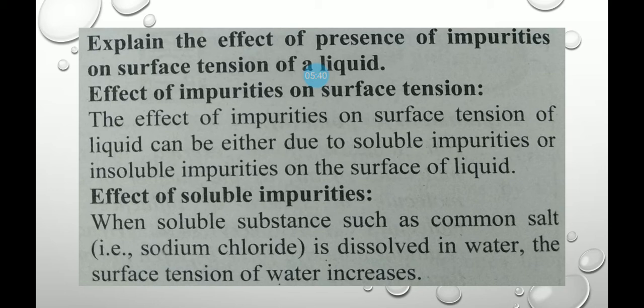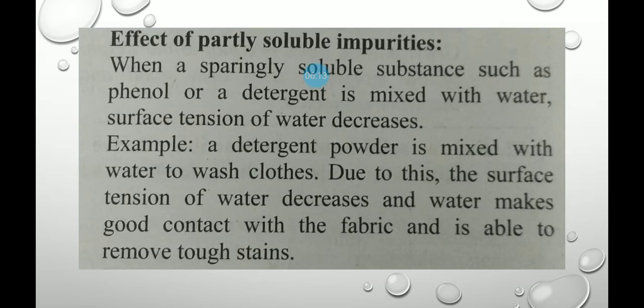When a soluble substance such as common salt, that is sodium chloride, is dissolved in water, the surface tension of water increases. Remember that, underline this line: whenever a soluble impurity is added to water, the surface tension of water increases. Then second is the effect of a partly soluble impurity.